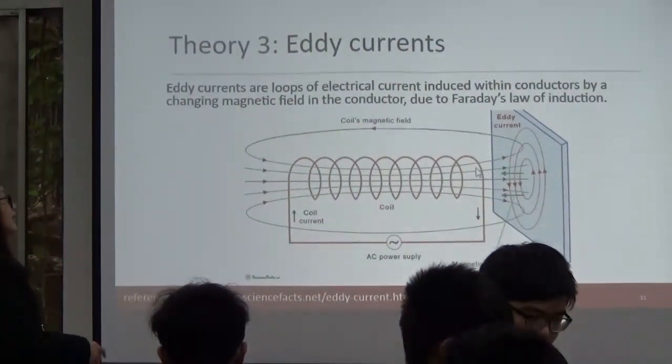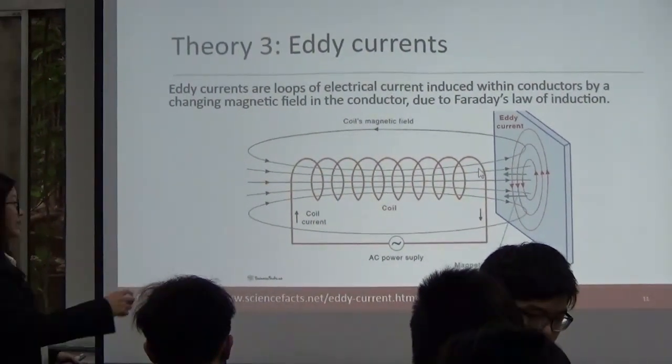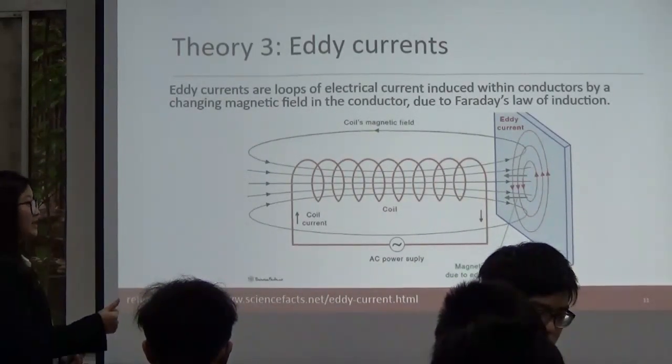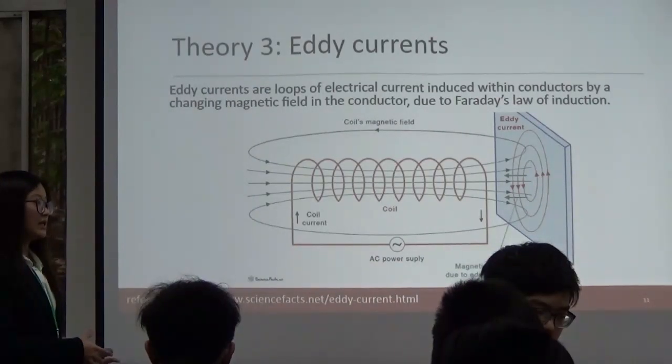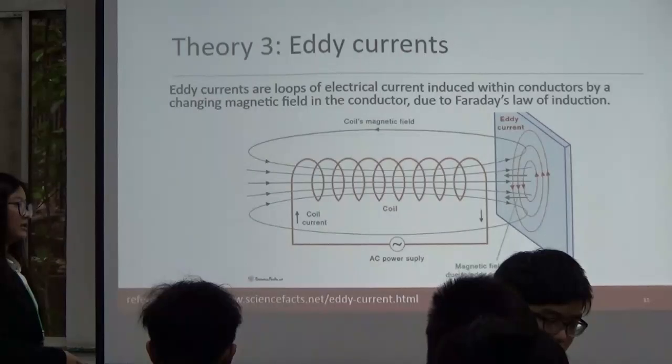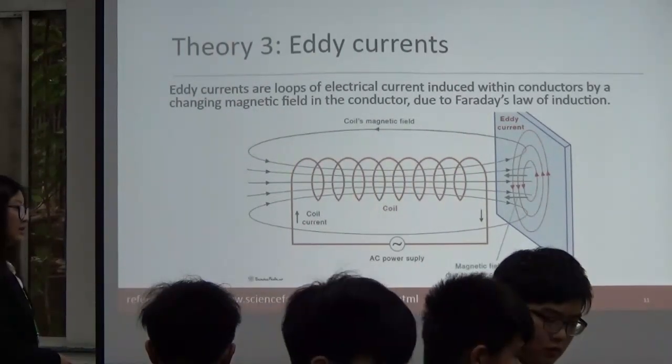So the changing magnetic field will cause eddy currents, and then the eddy current will cause another magnetic field, which cancels the original current. Yes. Then do you have quantified results for how the eddy current cancels out the effect from the original magnetic field?